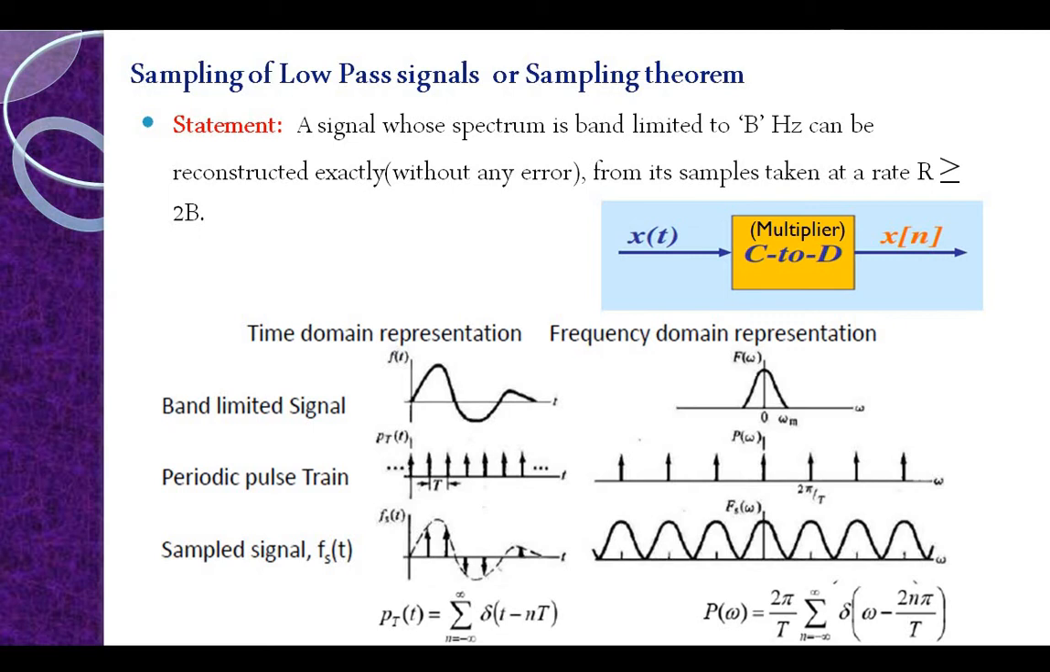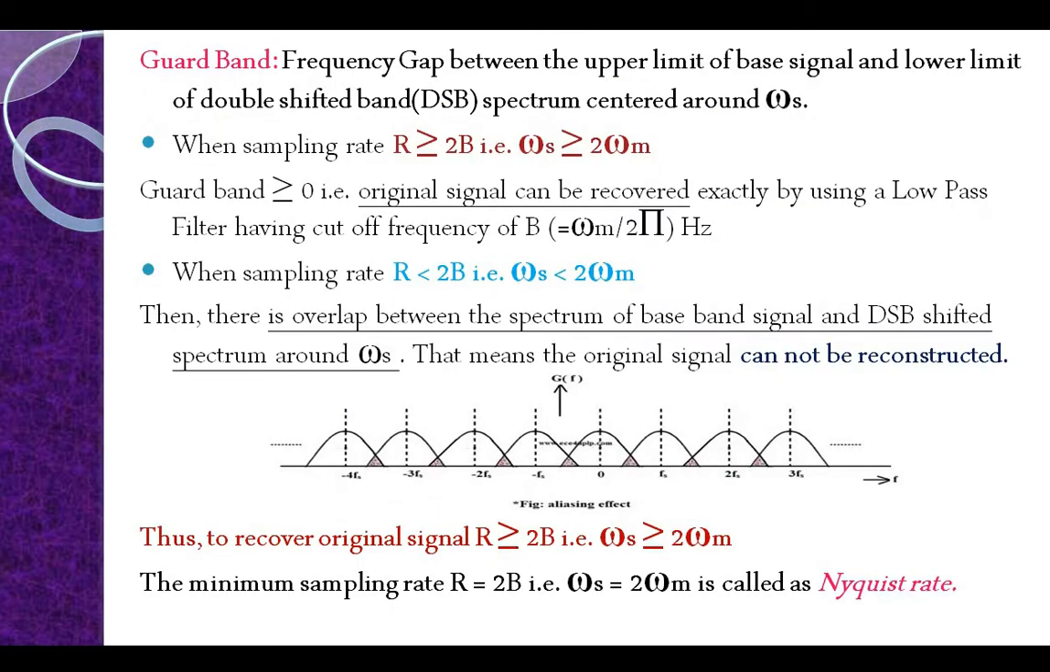So the sampling theorem is nothing but a statement: a signal whose spectrum is band limited to B hertz can be reconstructed exactly without any errors, but the condition is that the sampling rate should be greater than 2B. For a band limited signal, your sampling rate should be double. So that is the condition.